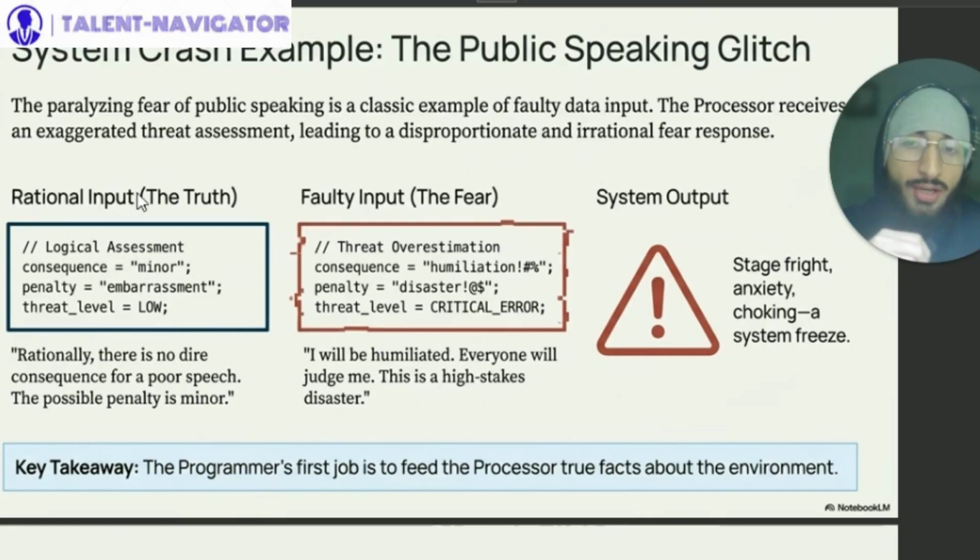So what is the truth? Rational input is the truth. That is, the consequence is minor, the penalty is embarrassment, and the threat level is low. Rationally, there is no dire consequence for a poor speech. The possible penalty is minor.